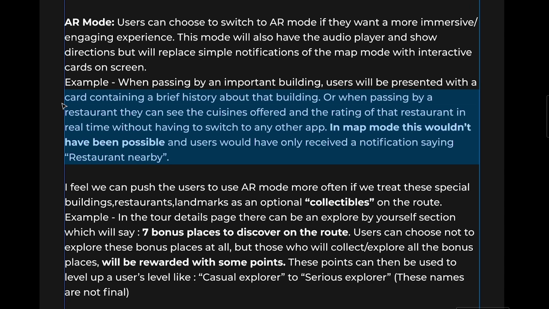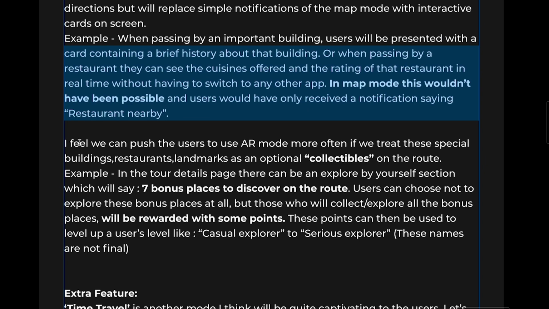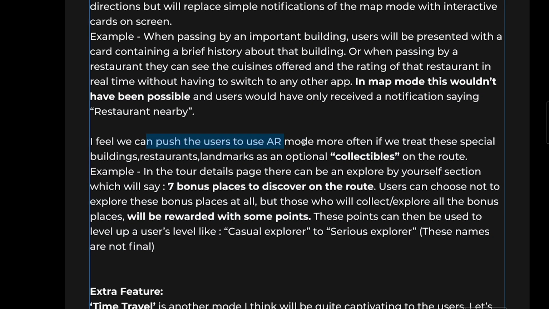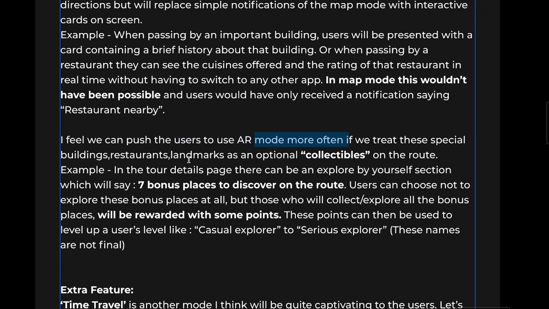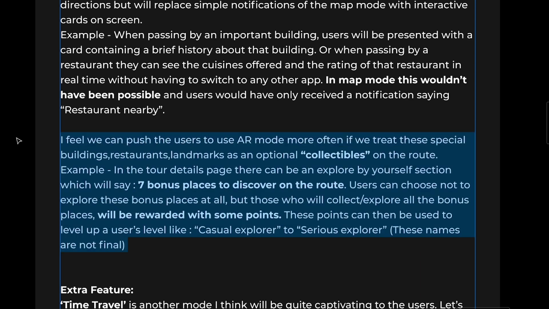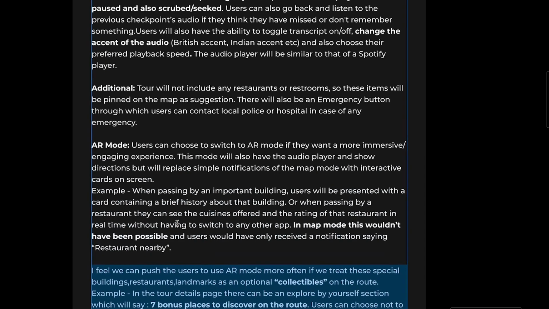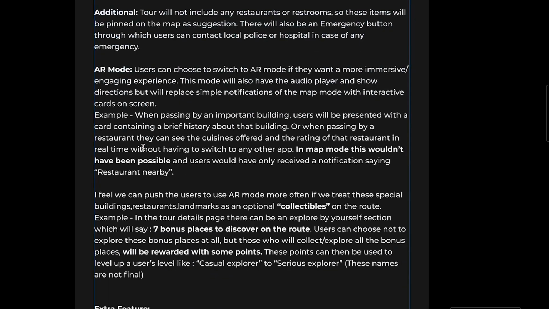Now, I don't know how this app will look. I don't know how the UI or the wireframe is, so that's totally okay. Now here he is doing something else. I feel that we can push users to use the AR mode and come up with this thing called collectibles on the route. For example, in the tour details page, the user can have an explore yourself section, which will have like 7 bonus places to explore. Now, this is some sort of a gamification thing, which I don't really think is necessary or important, but it is a good to have feature. But again, is it really needed is something we can discuss later. But the most important thing is being solved over here.